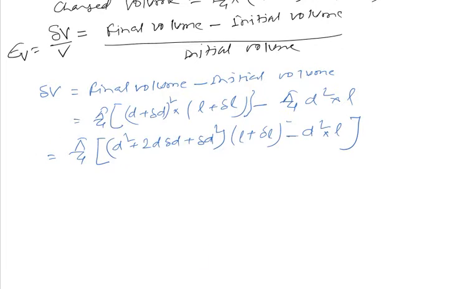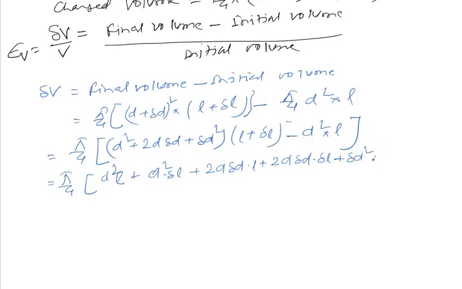Now pi by 4 into, if I multiply these terms, we will get D square L plus D square delta L, plus 2D delta D into L, plus 2D delta D into delta L, plus delta D square L plus delta D square delta L, minus D square L. So this D square L and that D square L will be cancelled.